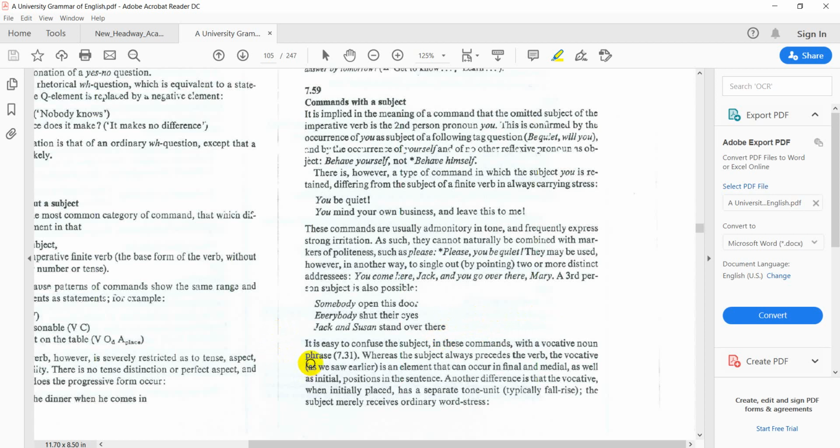Okay. It is easy to confuse the subject in these commands with a vocative noun phrase, as I mentioned now. Whereas the subject always precedes the verb, the vocative, as we saw earlier, is an element that can occur in final and medial as well as in initial positions in the sentence. Another difference is that the vocative, when initially placed, has a separate tone unit, typically a full rise. The subject merely receives ordinary word stress.